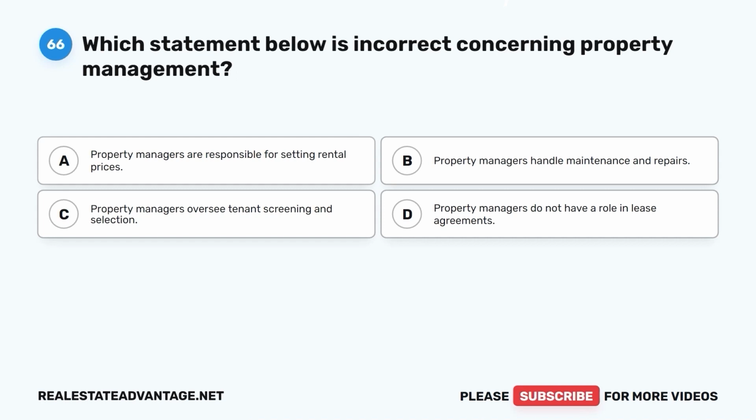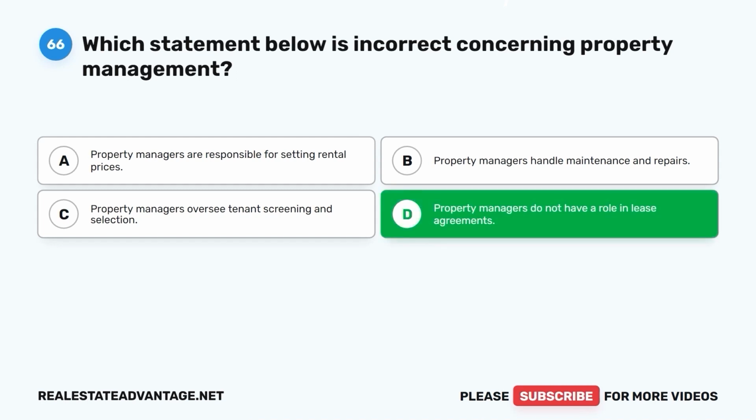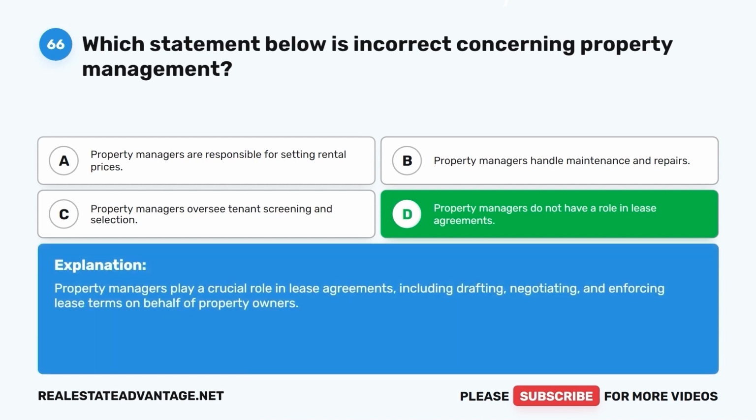Question 66. Which statement below is incorrect concerning property management? A. Property managers are responsible for setting rental prices. B. Property managers handle maintenance and repairs. C. Property managers oversee tenant screening and selection. D. Property managers do not have a role in lease agreements. The correct answer is D. Property managers do not have a role in lease agreements.